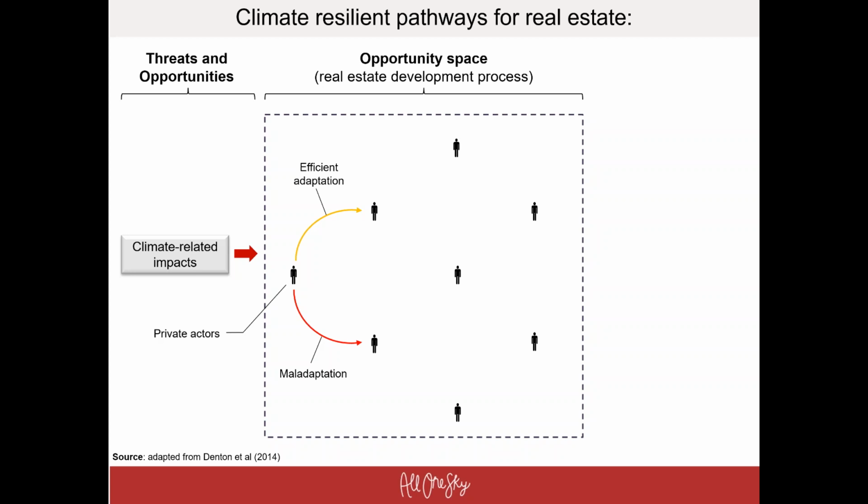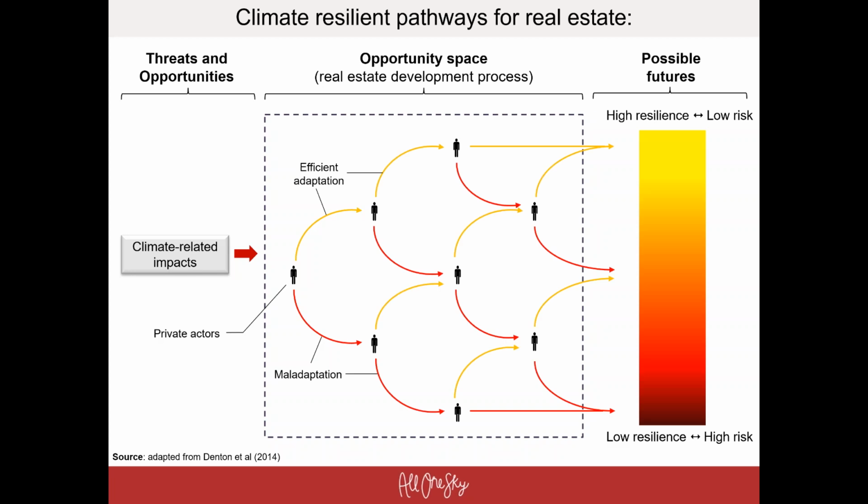And so if you trace this throughout the whole real estate development process, at the different points there are different actors who can make different choices, either taking them on a more resilient pathway, moving up towards the top right of the diagram there, or they can make choices at different points in response to climate change that ultimately lead them to a lower resilient or a higher risk future. And that's the conceptual framework that we were working with.